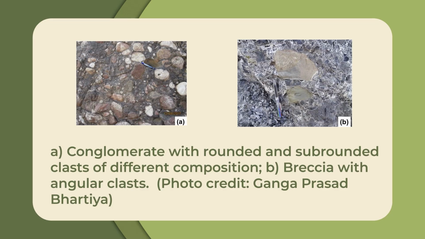This is an example, a photograph you can see here. This is a beautiful photograph of a conglomerate with rounded and sub-rounded clasts of different composition. On the left side, you have reddish color, white and brownish, and there are small fragments. It is medium sorted, because you can see big grains and smaller grains are there. The right side is a breccia with angular clasts. So this is an example of conglomerate and breccia.